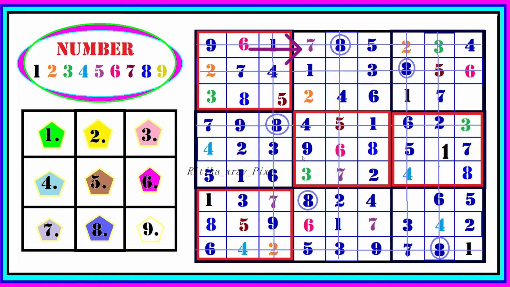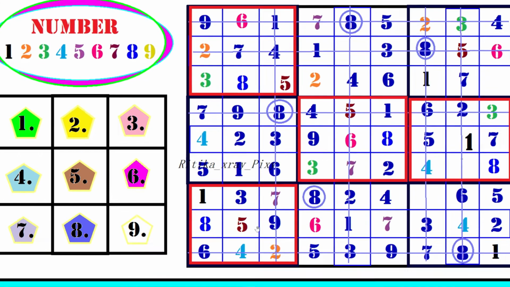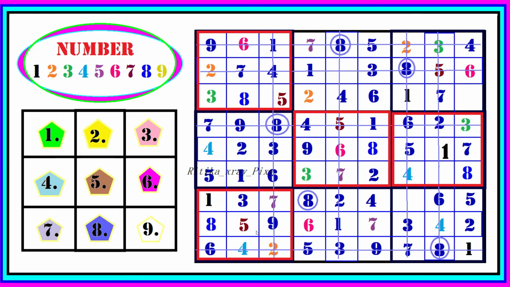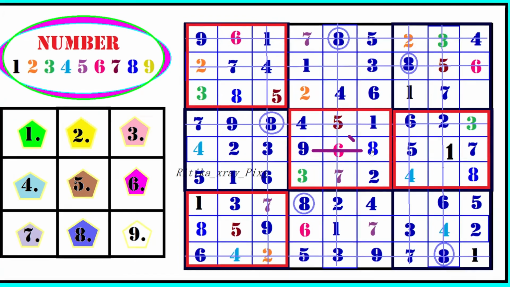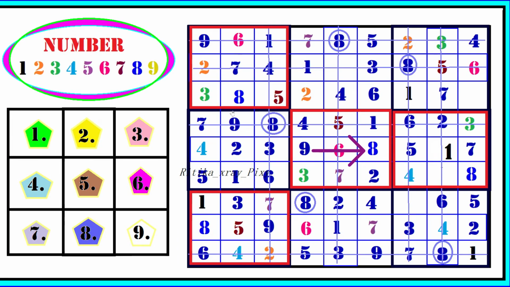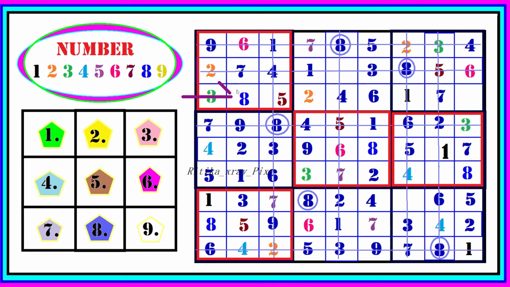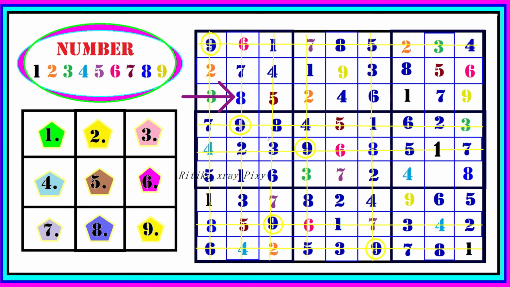Now we will fill 8, so check where 8 is already present, and here we need to fill 7, 5, 6 and 1. For the 7th block you can see we have just 1 location, this one. For the 5th block again we have 1 location, this one, and for this again we have 1 location, this one.